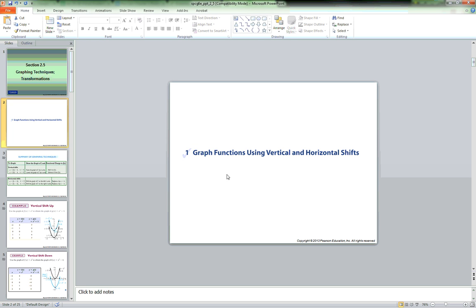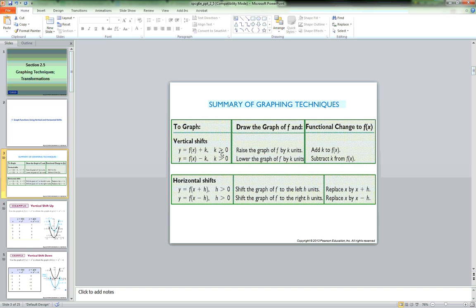Our first learning objective is to graph functions using vertical and horizontal shifts. So if you have your function, to give it a vertical shift up, you're going to add a value to your function, as long as that value is greater than 0. To give it a vertical shift down, you are going to subtract a constant value from your function. I like vertical shifts because they're straightforward. Shift up, you add it to the end, shift down, you subtract it from the end.